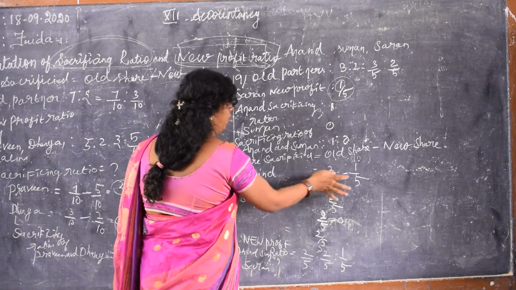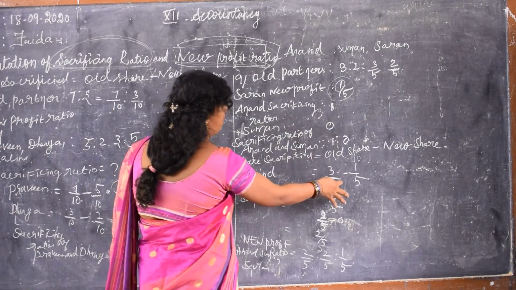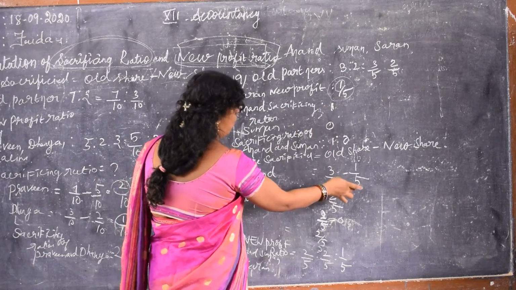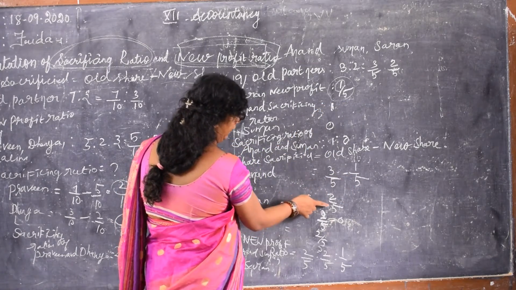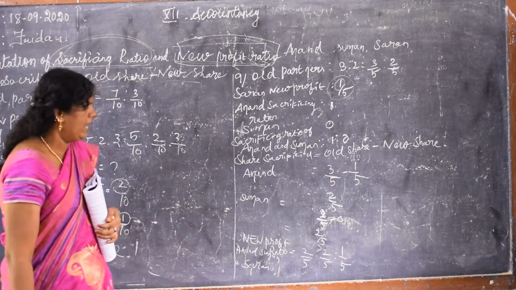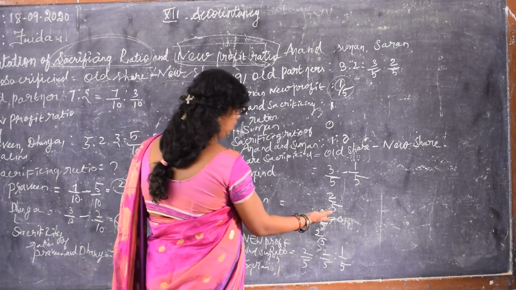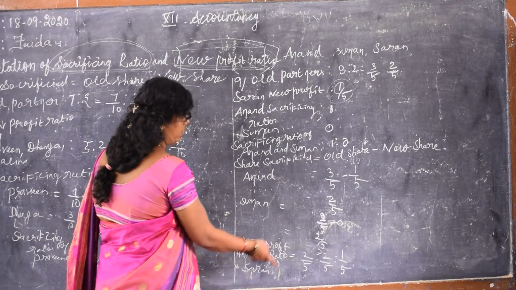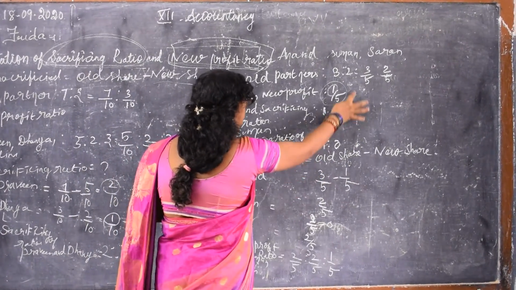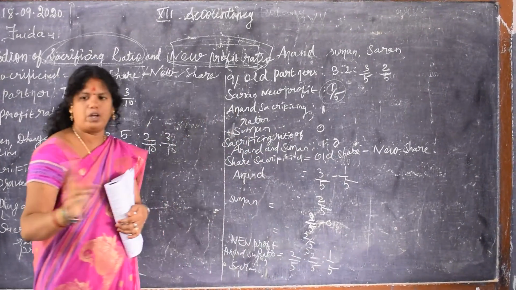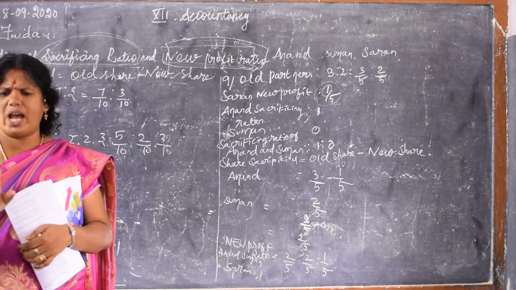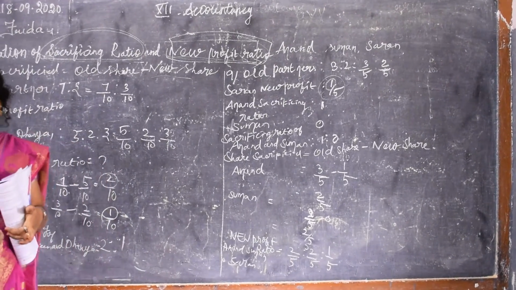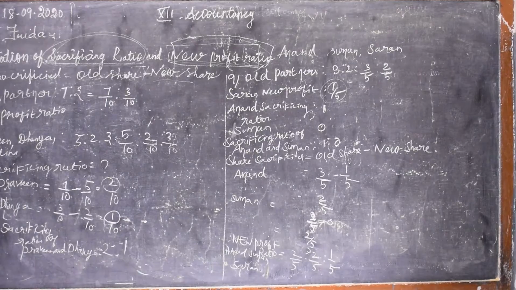The old share is 3/5 and the new share value is 1/5. When subtracting, I am getting 2 by 5. Next, for Suman, the new share is 2 by 5 minus 0. So for the new profit ratio it is 2 by 5, 2 by 5, and you can write 1 by 5 here as well. After calculating the 5 shares, the remaining 4 shares, the remaining will be 1 share. Observe the sum and write it in the note.